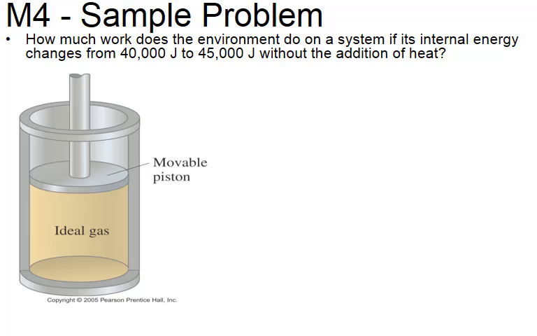Let's try this one with M4. How much work does the environment do on a system if its internal energy changes from 40,000 to 45,000 joules without the addition of heat? Go ahead and see if you can draw the situation, and then you can see if you get that. Go ahead and pause the clip and give this a try, and when you're ready to check, you can hit play to continue.